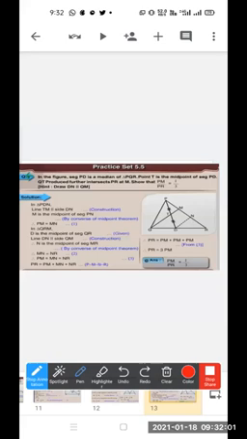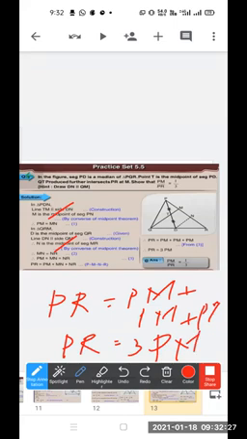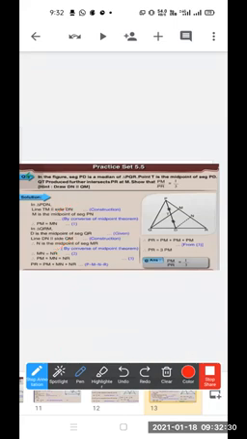Now see here PR. In that we can write PM is equal to MN, and MN is equal to NR. So instead of MN and NR, we can write PM three times. So PR is equal to 3 times PM, that is, PR upon PM is equal to 3 upon 1. So we can write PM upon PR is equal to 1 upon 3. I hope it is clear to all. Okay, so next proceed further, children.